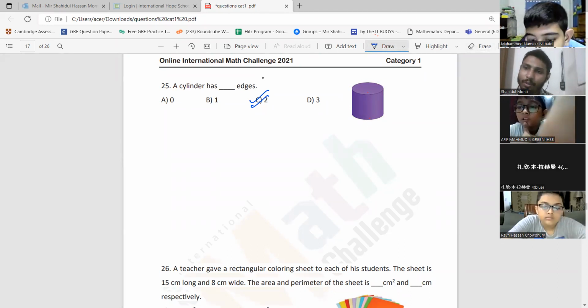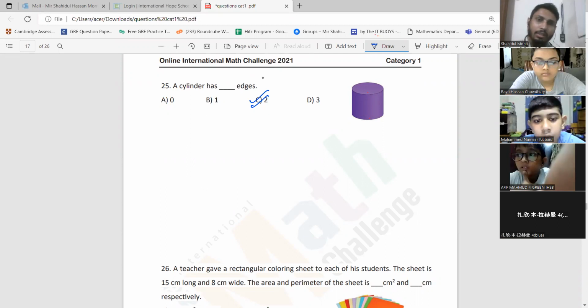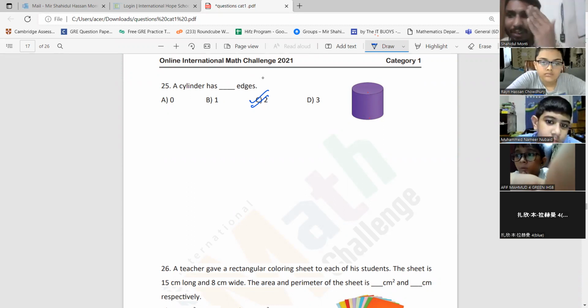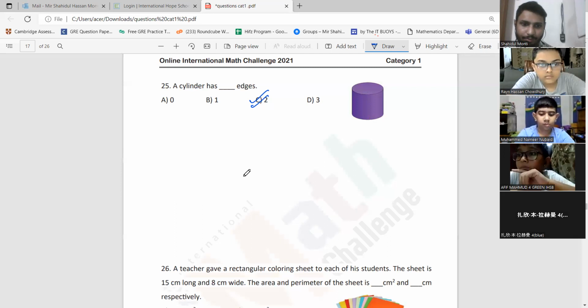Yes, again, Namir. Yeah, we're going to have 2 edges, students. Edge means where the surfaces meet. One surface meeting another surface. This line is called the edge. So we're going to have 2 edges here.